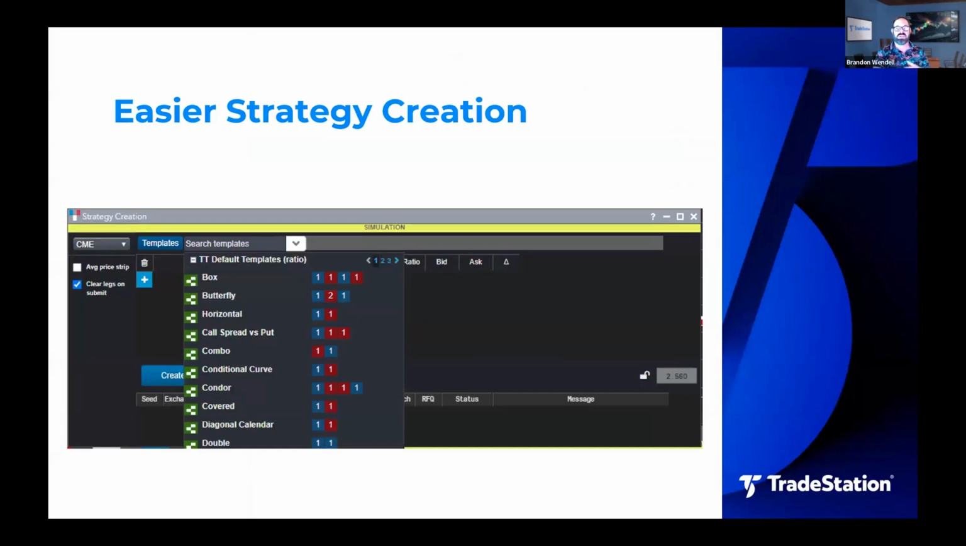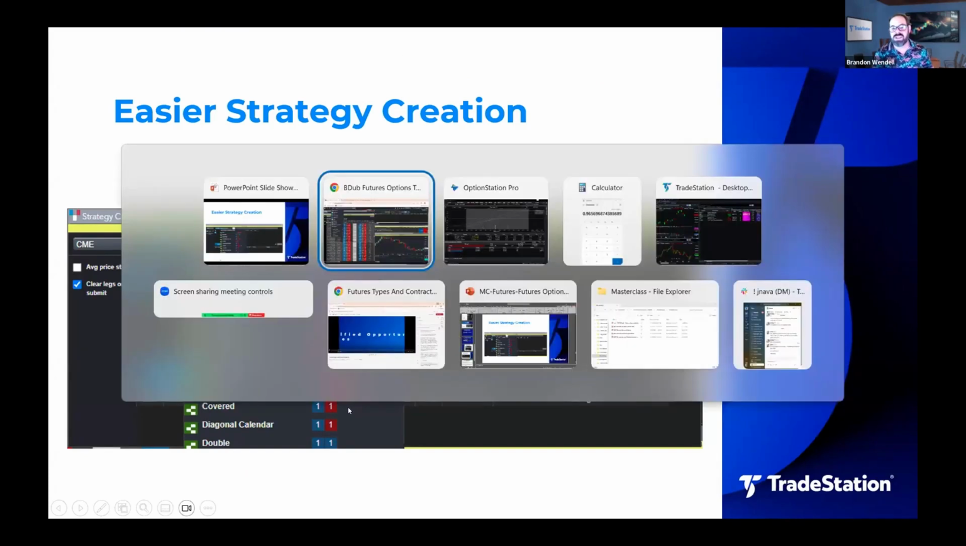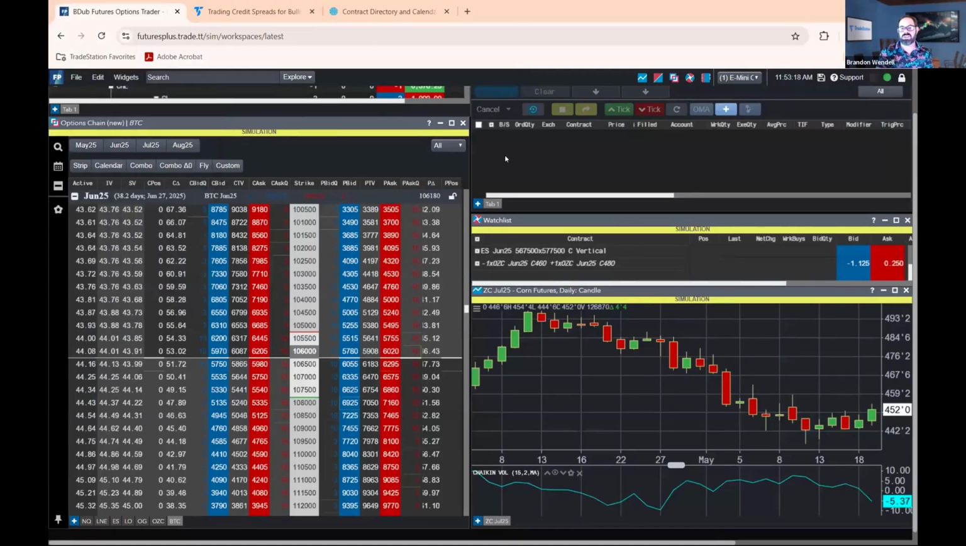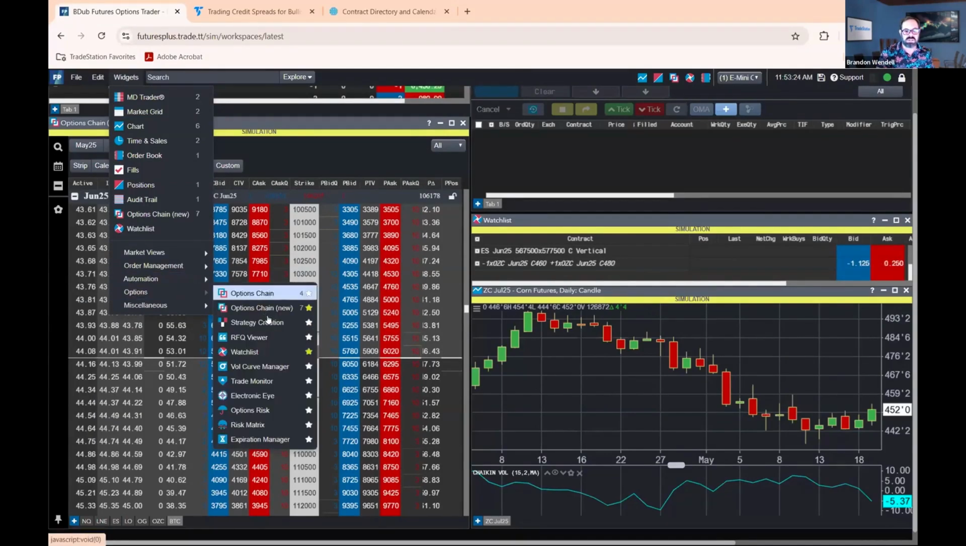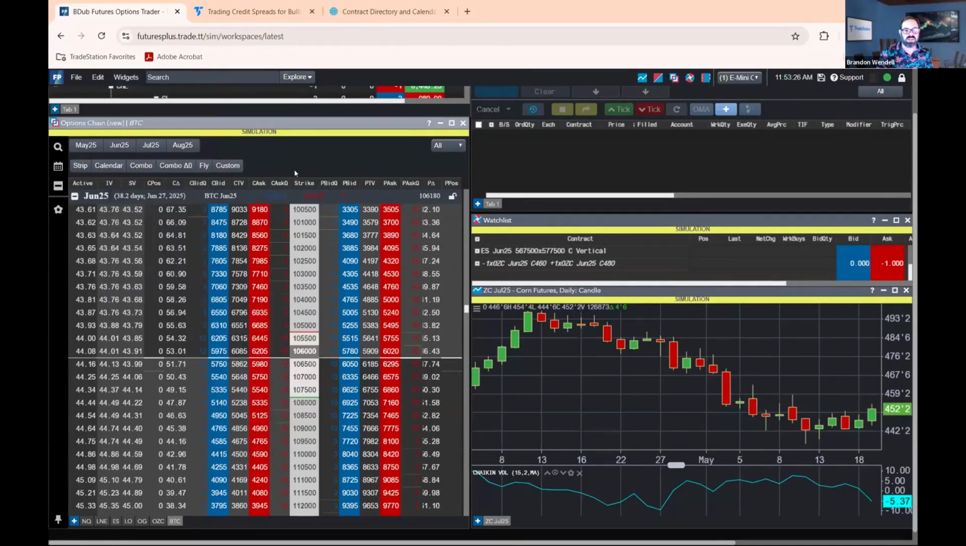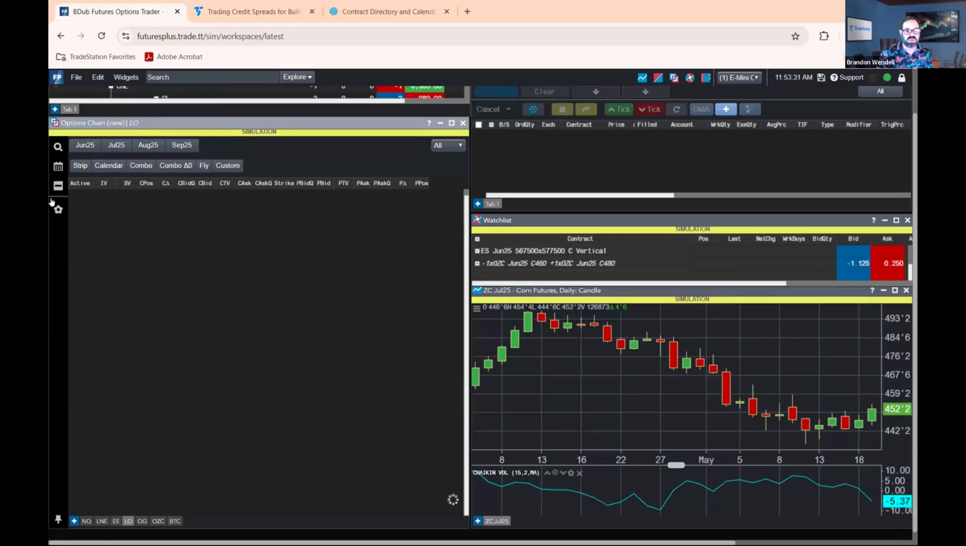Unfortunately, I can't do them in the simulated mode, but you have this tool called Strategy Creation, and there are templates there that you can use. Now, I can do it as creating a watch list. So if I go to my widgets here, for instance, and I go to options, I think it is strategy creation, or better yet, let me go back over to, let's do crude oil, see what we got going on there. Yeah, it might take too long to load.